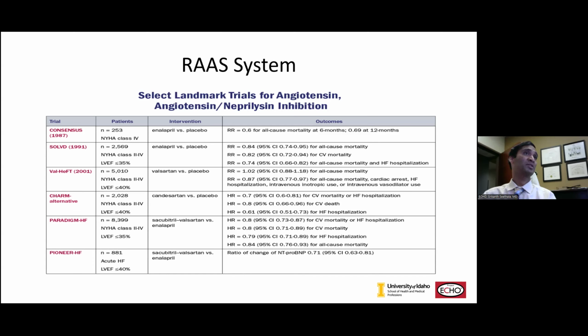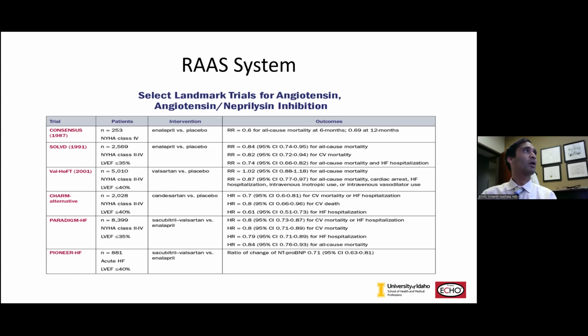It's plus or minus the same for all ACE inhibitors and ARBs. And then we came up with the PARADIGM-HF trial for sacubitril-valsartan, which most other people know as Entresto, and they compared it against enalapril. We have a cardiovascular mortality benefit of 0.8, and that's very significant. And in the PIONEER-HF trial, the ratio of change in NT-proBNP is 0.71. So these are all important.